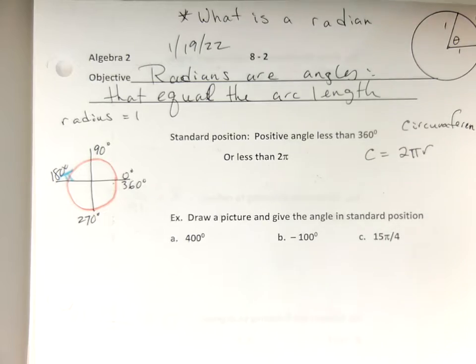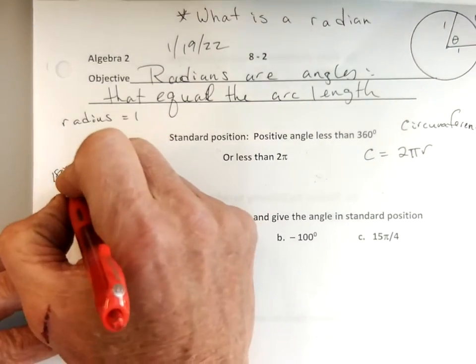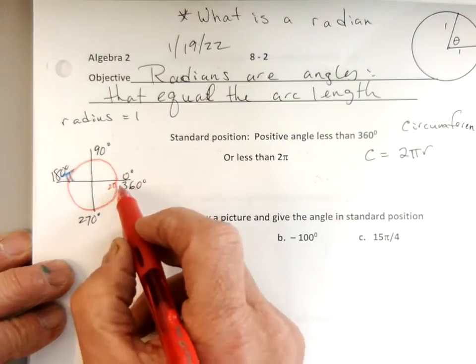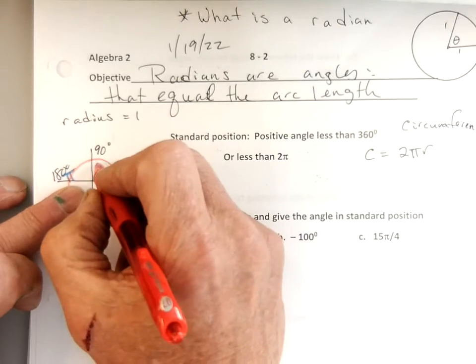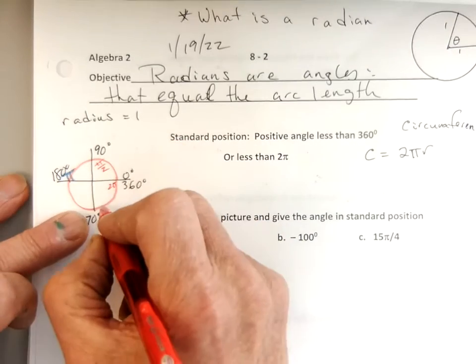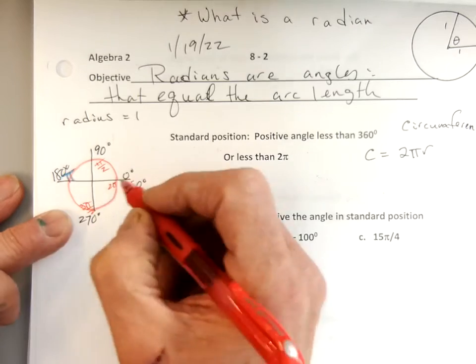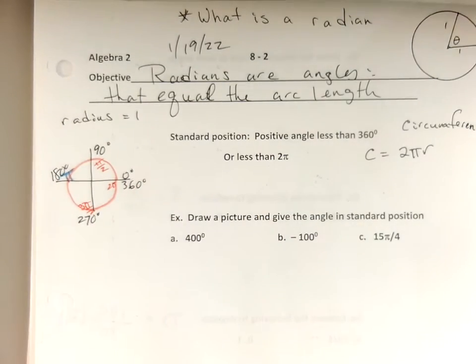I need a better pen. Here we go. Okay, I'm just going to go pi and 2 pi. From here to here is pi, this is pi halves, and this is 3 pi halves. We're going to put this on a circle tomorrow. Okay, what does that mean?